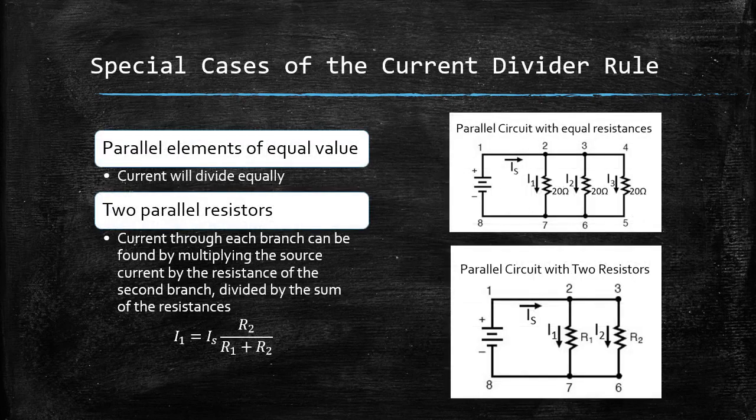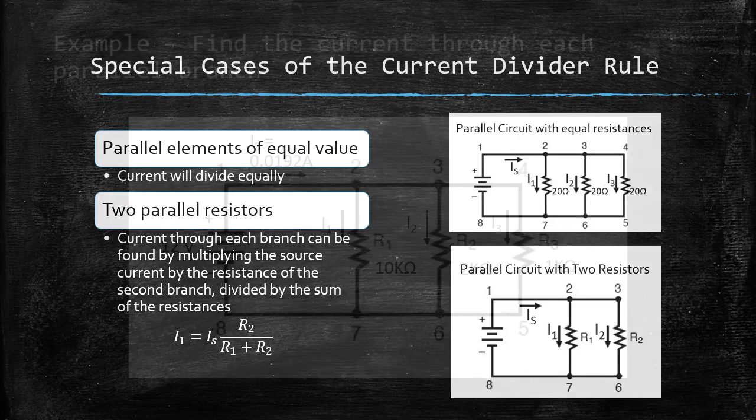Special cases of the current divider rule include parallel elements of equal value, where the current will divide equally across all branches, and two parallel resistors, where the current through each branch can be found by multiplying the source current by the resistance of the second branch divided by the sum of the resistances.